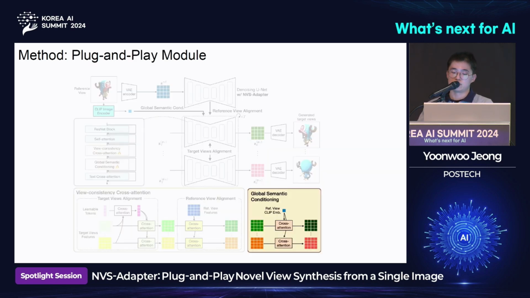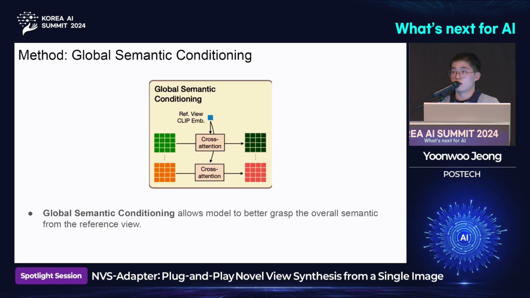Second, we also introduce global semantic conditioning. We attempted to use the model I've just introduced, but one problem I observed is that with just a simple attention operation, the model fails to grasp the overall details of the reference view. It looks quite convincing when we observe just part of the object, but the overall semantics were not reliably generated. So global semantic conditioning allows the model to better grasp the overall semantics from the reference view by putting in the CLIP embedding of the reference view.